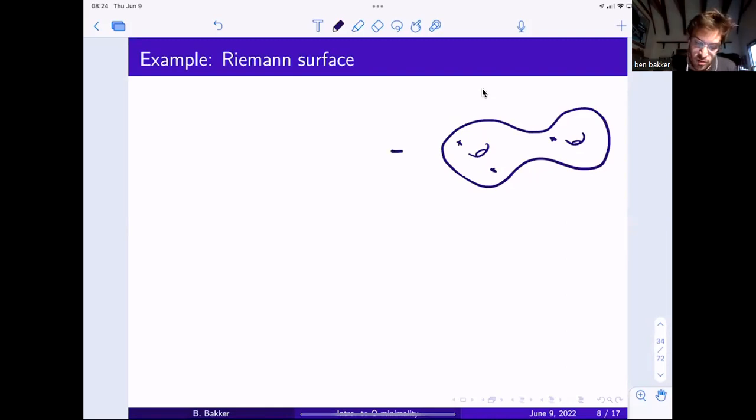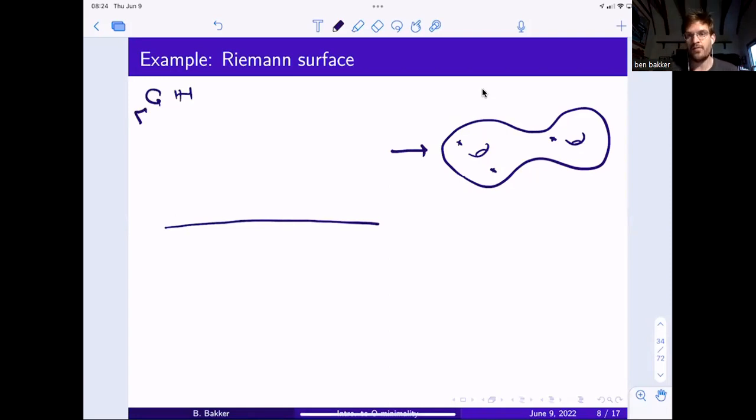But we can make another one using uniformization. So this Riemann surface is a quotient of the upper half plane by some action of a discrete subgroup of SL2R. Okay, and we know some things. So let me say gamma inside of SL2R is discrete.